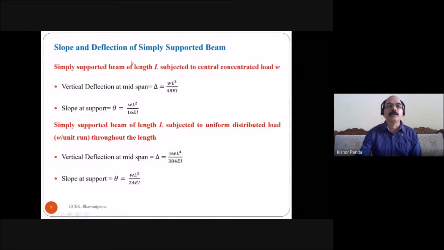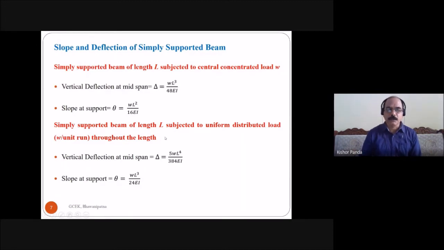Similarly, the slope and deflection of a simply supported beam of length L subjected to a central concentrated load W, at the midpoint: the vertical deflection at midspan is WL cubed by 48EI and the slope at support is WL squared by 16EI. For a simply supported beam of length L subjected to uniformly distributed load W per unit run throughout the span, the vertical deflection at midspan is 5 by 384 WL to the fourth by EI and the slope at support, theta, is WL cubed by 24EI.